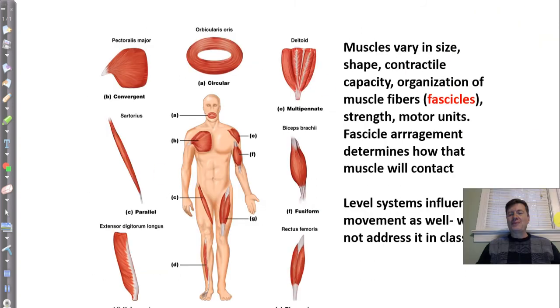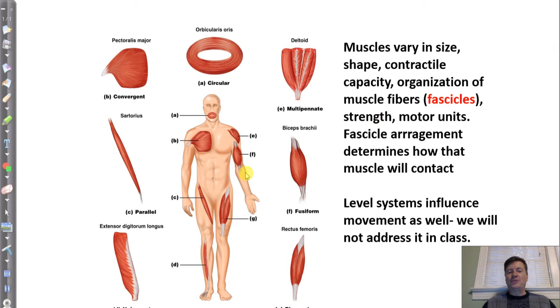And just about finally, there are some terms that we're not going to spend a lot of time on. If you see terms like convergent and circular and multipinnate, these are terms that you may run into that describe the organization of the fascicles. Remember, the fascicles are those blocks of muscle fibers. As you see there, they run in lots of different shapes depending upon that muscle's job and how it's going to contract. I'm not going to ask you to know these terms, but I do want you to understand that their arrangement varies based upon how the fascicles are arranged.